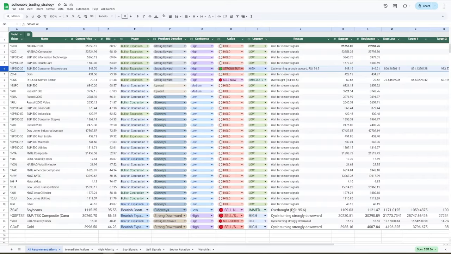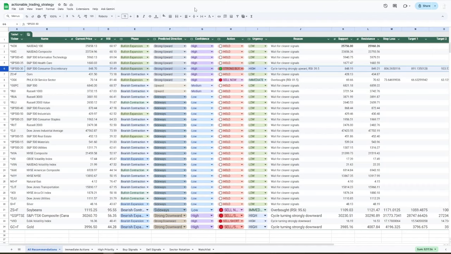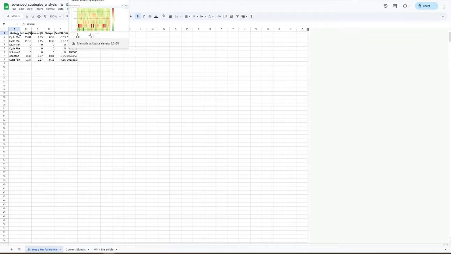But the cyclicality is not an abstract concept. We can find the cyclicality by doing Fourier analysis, by doing Fourier reconstruction of the trend. And we can gather a lot more information, which is very, very interesting. Now, let's see what other things we can have.